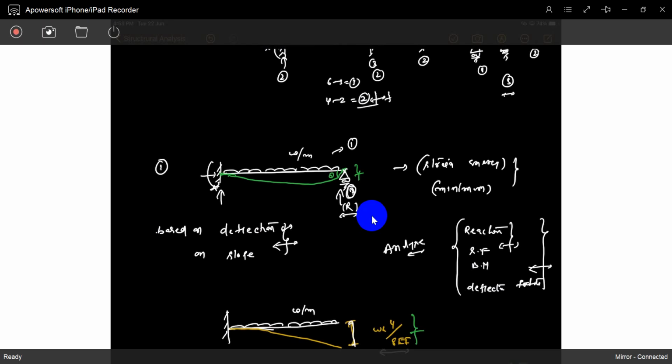What is that extra equation? In strain energy, what is it? If any redundant is present in a system, the strain energy goes to that redundant force that makes the strain energy minimum. That is the extra equation required, by the strain energy minimum theorem.